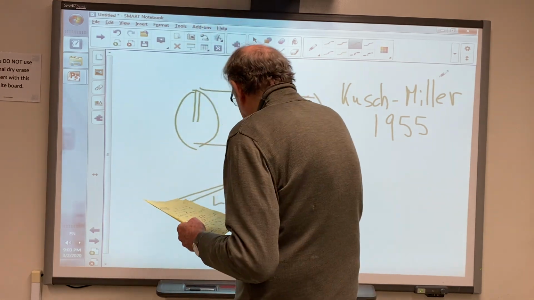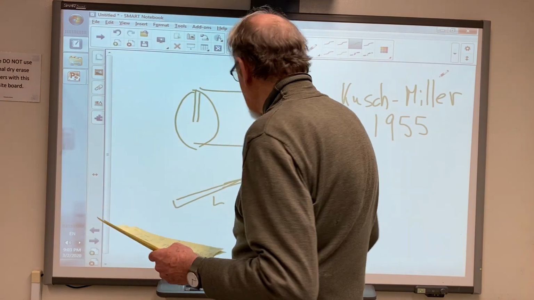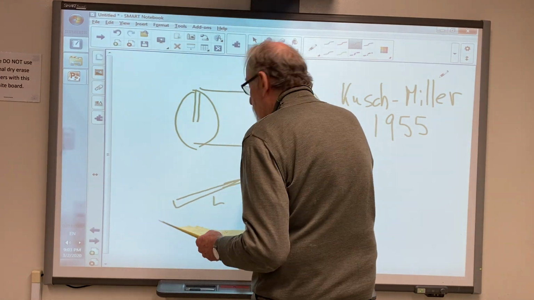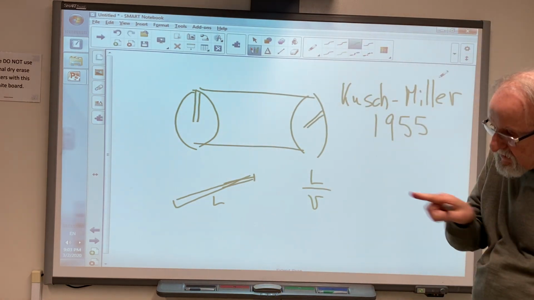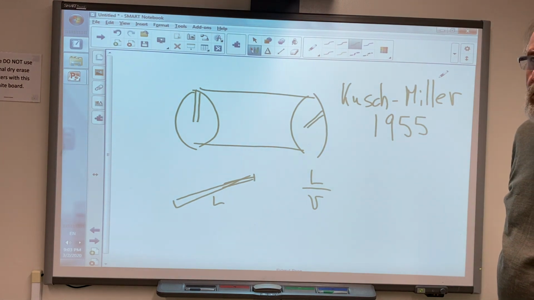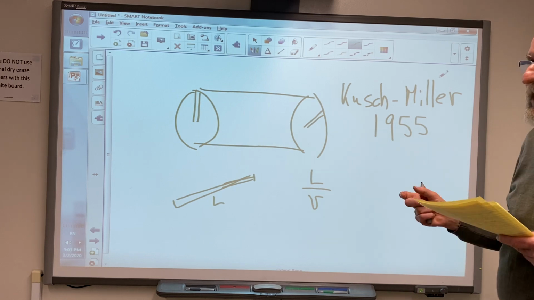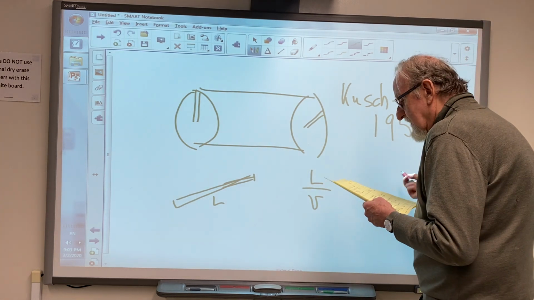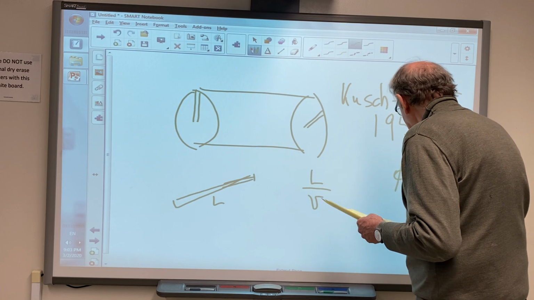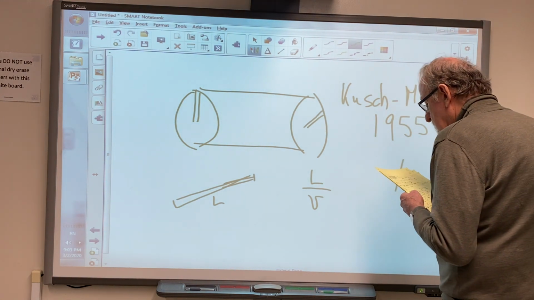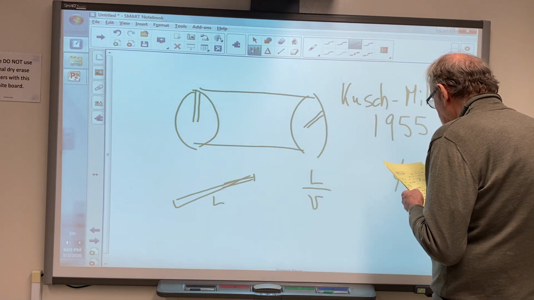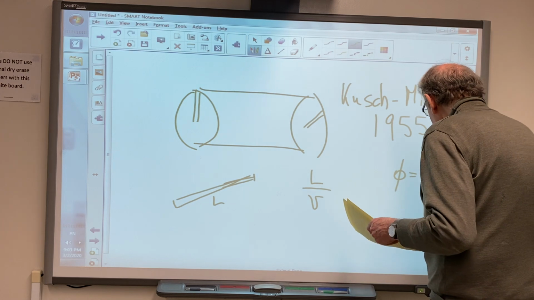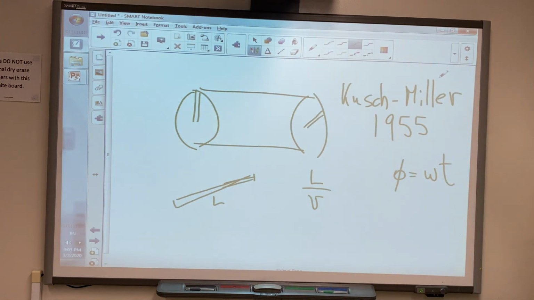So a molecule, in order to go all through the tube, will take how long? If it's moving with velocity v, L over v will be the time for the molecule to cross the tube. So you only will count molecules that happen since this is rotating, and the angle phi of rotation is what? The angle phi of rotation is omega t. This is rotating at constant velocity.